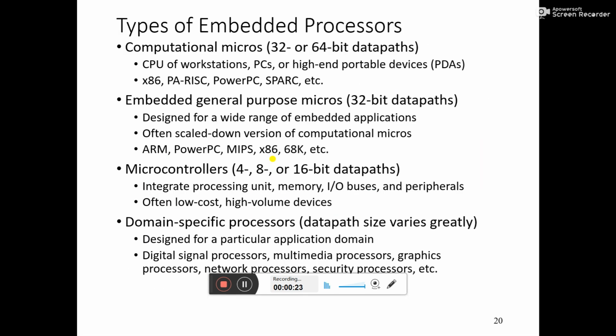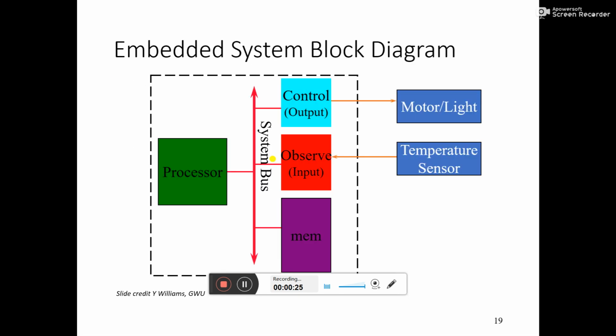For this we have already covered the embedded system block diagram. In this block diagram you can find a processor, a control output, an observe input and memory. There is a system bus also. We program the system and store the programs in the memory, and the processor works on the instructions which we write in the memory, and the processor starts to observe things. Here we have taken the example of a temperature sensor.